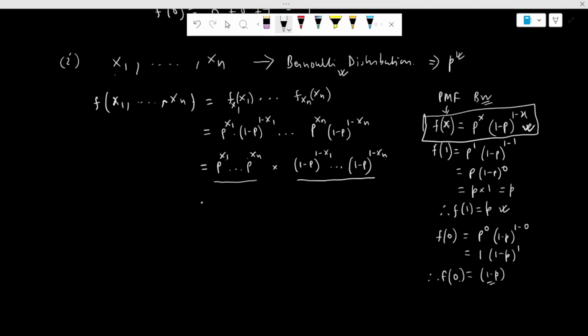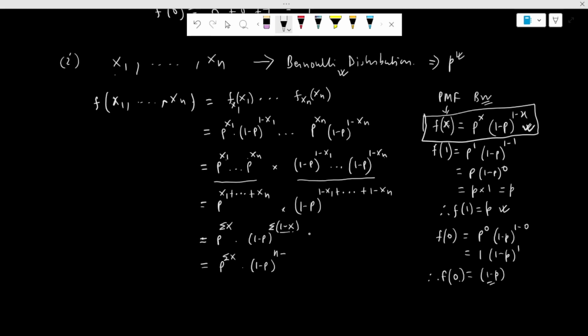Now let us apply the laws of index. If the bases are the same, then in case of multiplication, we add the indices. So this is p to the power of the sum, times 1 minus p to the power of 1 minus x1, and we add all the way to 1 minus xn. Let us apply the sigma notation: we are summing all the x from x1 to xn. Let's operate the summation of 1. This should give us n minus the summation of x.